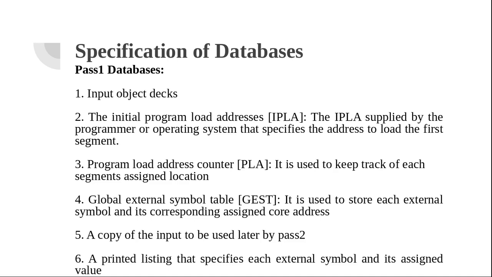Then next, a copy of the input to be used later by pass 2. So we will be writing a copy of this input object, which will be used by pass 2 also. Then a printed listing to specify each external symbol and its assigned value. Whenever we encounter an external symbol, we will be printing the external symbol along with its absolute address value. That is about pass 1.